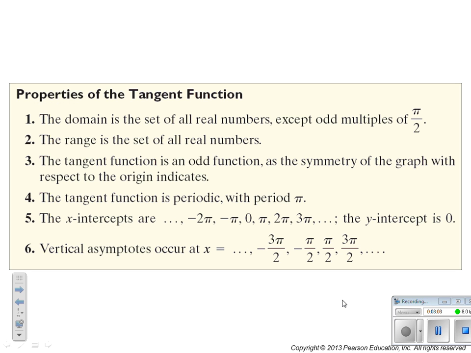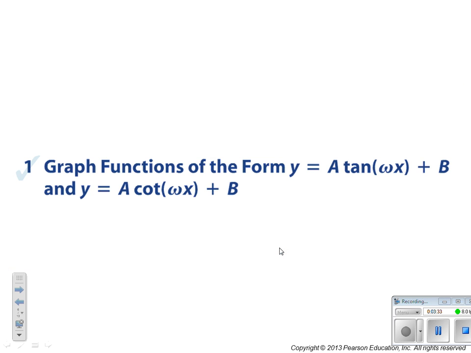The x-intercepts are at negative 2 pi, negative pi, 0, pi, 2 pi, and 3 pi. So it's consecutive integer multiples of pi. And the vertical asymptotes are negative 3 pi over 2, negative pi over 2, pi over 2, 3 pi over 2, 5 pi over 2. That's the odd integer multiples of pi over 2.